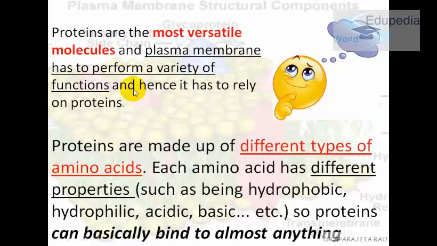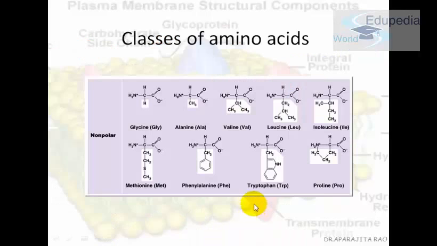For proteins, we have a large group available, with different types of amino acids, and each amino acid has a different property. So it can perform differently: it can be hydrophilic, it can be hydrophobic, it can be acidic or basic. So proteins can basically do almost anything and bind with almost anything. Like I was saying, there is a whole class of proteins.